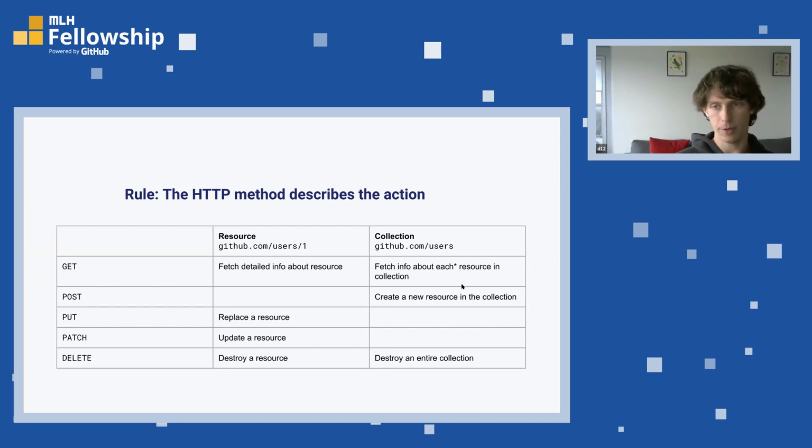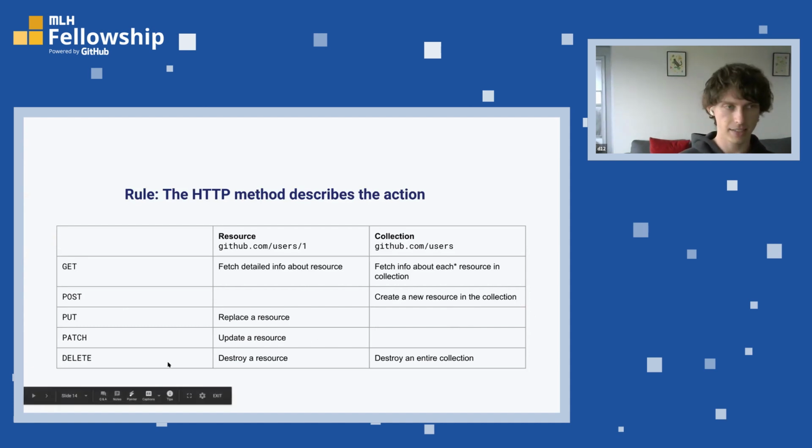So this is information about every resource. I say each with an asterisk because if I have 10 million users, this is definitely not going to return 10 million users. So we do have pagination when we're querying for collections, and that's fine. POST to a collection creates a new resource in the collection. I've ignored posting to a resource because it's extremely uncommon and not really worth talking about. We can PUT to replace a resource. We can PATCH to update a resource, and then DELETE destroys things. So we can delete a resource or a collection, where we're going to either destroy a resource or a collection.